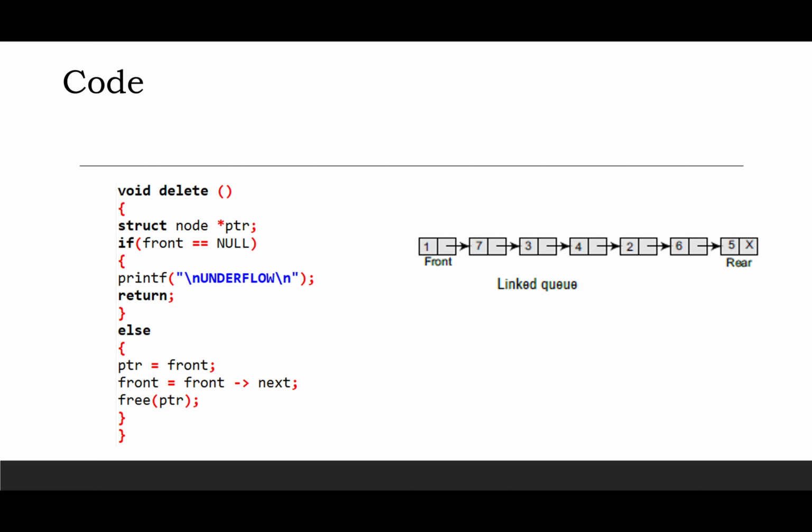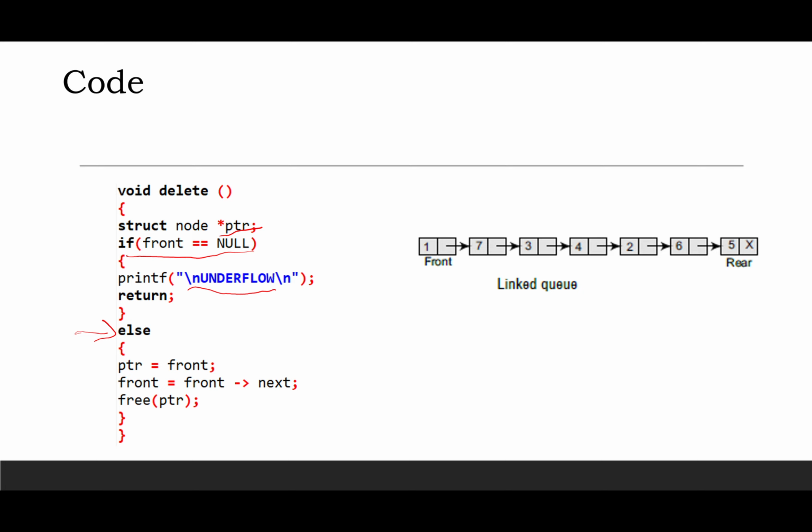So this is the code. We are declaring the pointer *ptr. Then we are checking the condition front is equal to null. If front is equal to null, the queue is empty, so it will print the message underflow and return. If it is false, it will go to the else part.